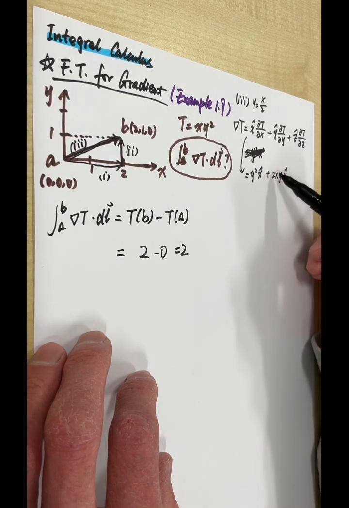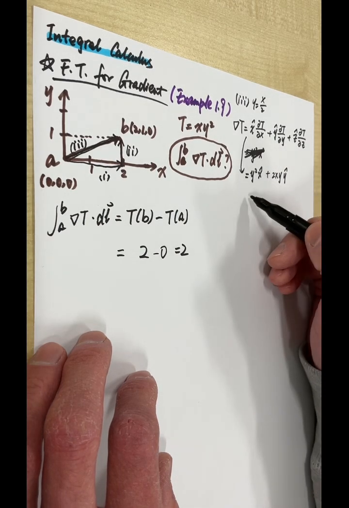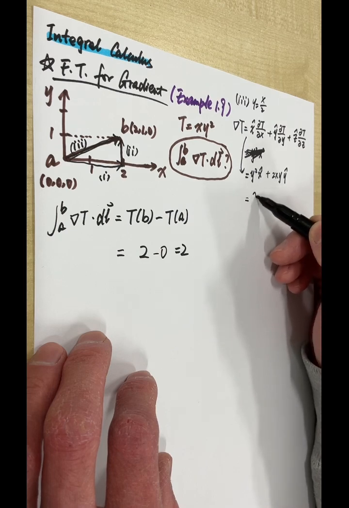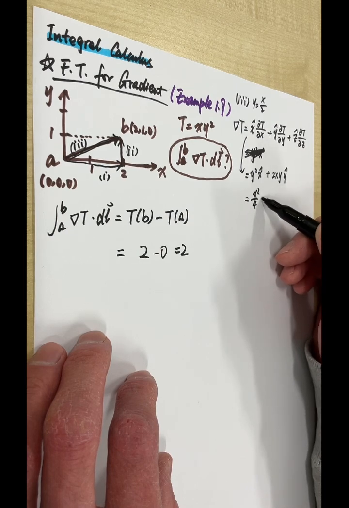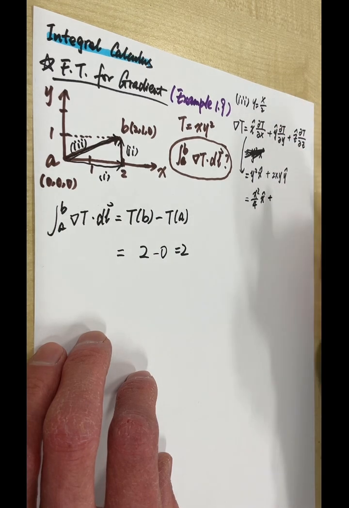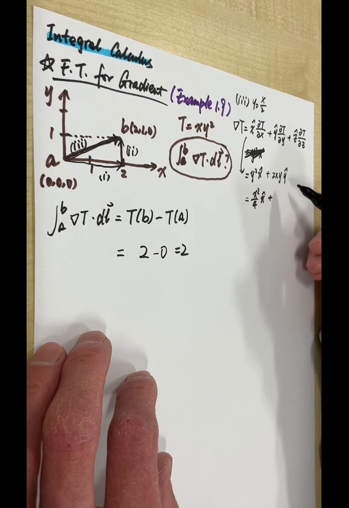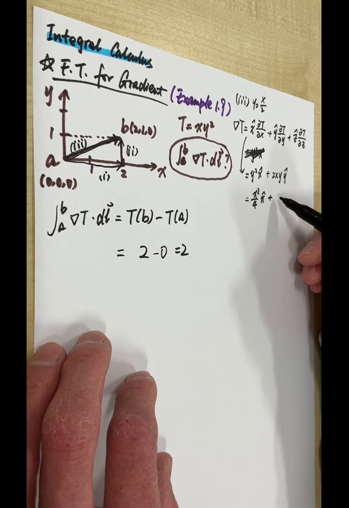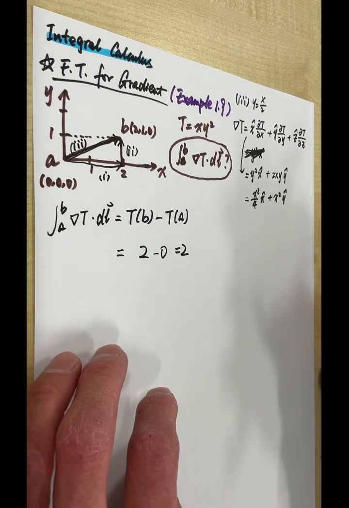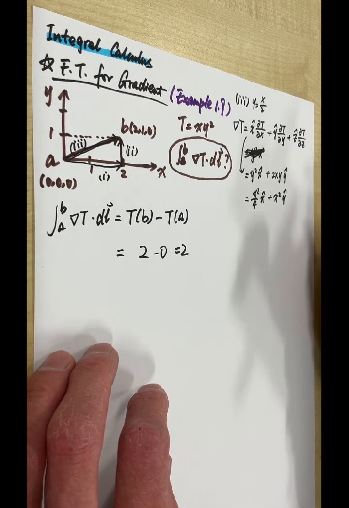So we put this into this gradient function. What we get would be x squared divided by 4 in the x direction, and then, let me check, x squared in the y direction, right? Yes. So that's the gradient.